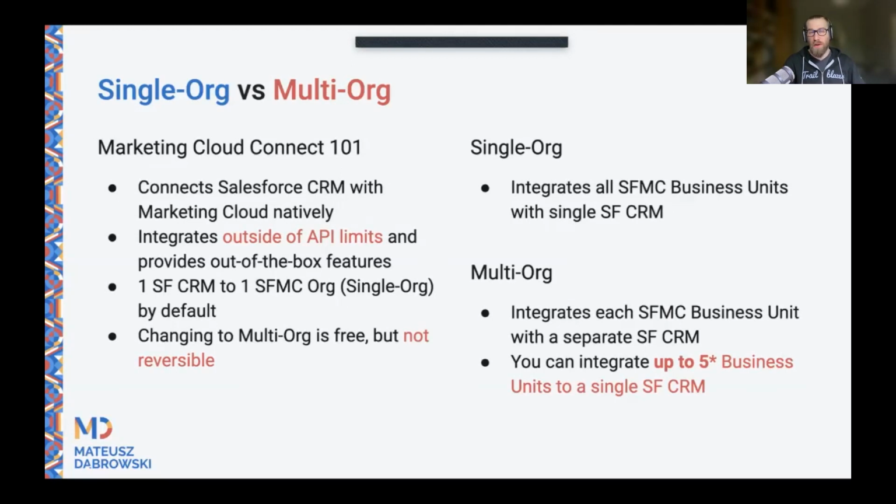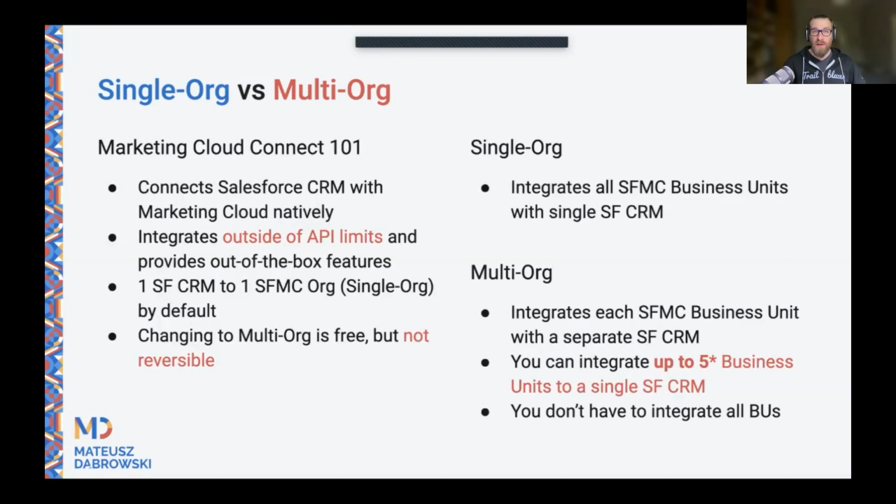So Salesforce themselves recommend against going with more than 5 business units per single SF CRM org in the multi-org connector. And this is a really huge limitation that will have enormous impact on the patterns that you can or cannot implement if you want to have a nicely working integration. And we'll jump to it in a moment.